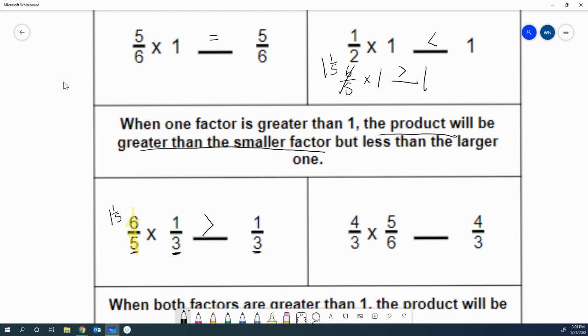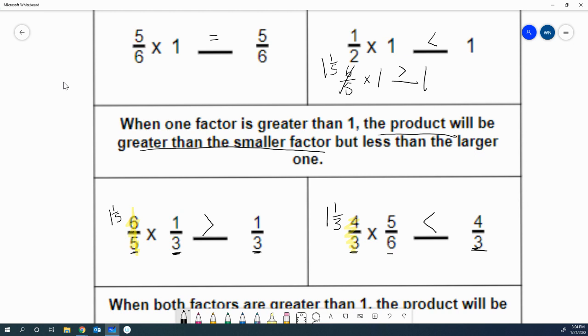Let's look at this next problem. 4/3 times 5/6. I know that 4/3 is an improper fraction. I know that that equals 1 1/3. So if I take a factor greater than 1 and multiply it by a fraction less than 1, my answer is going to be less than the larger factor. So it'll be smaller. It'll be bigger than the smaller factor and less than the bigger factor.